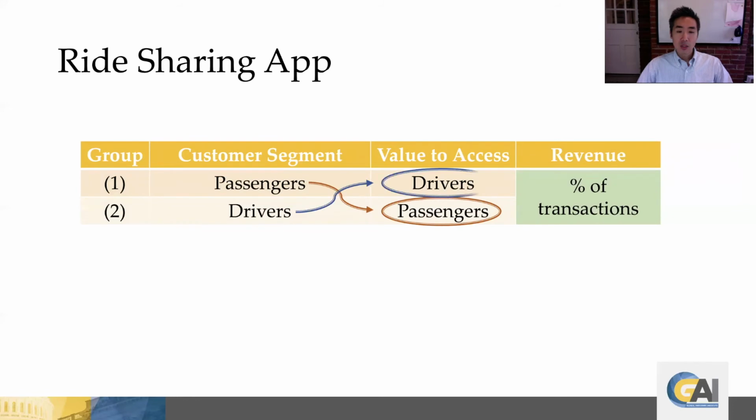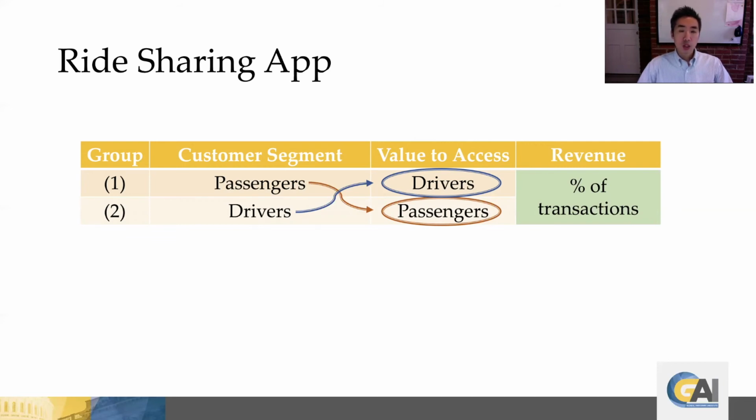And drivers, what's the value to them? Is the access to passengers. So how does this platform, such as Uber and Lyft or Juno, obtain revenue? It takes a slice of that transaction, right? There's a certain price that's set on the platform, and the passengers pay that price, and the drivers receive that revenue, and some of that is shipped off, if you will, to the platform.